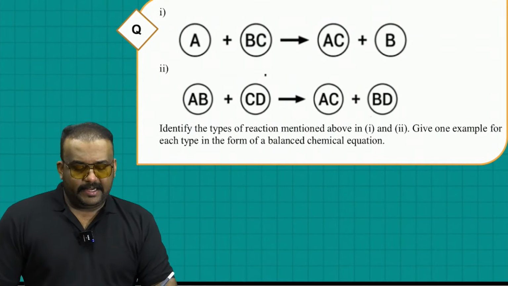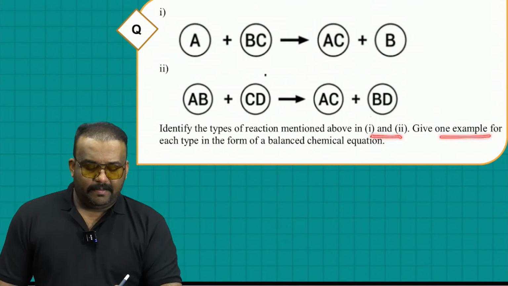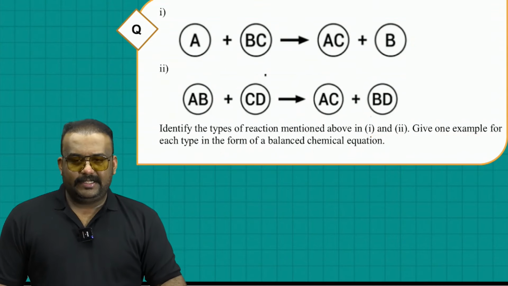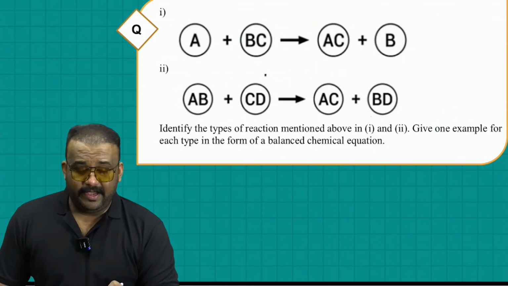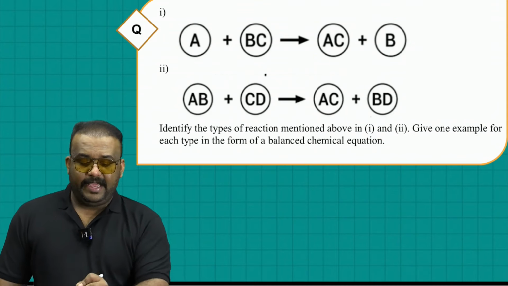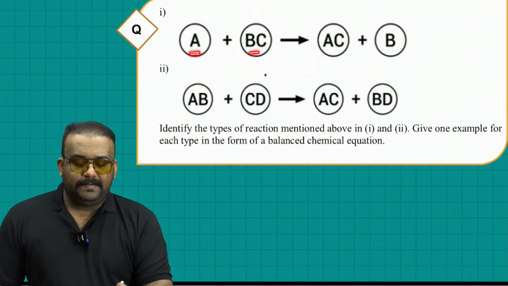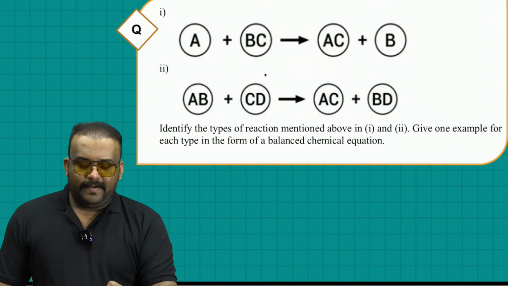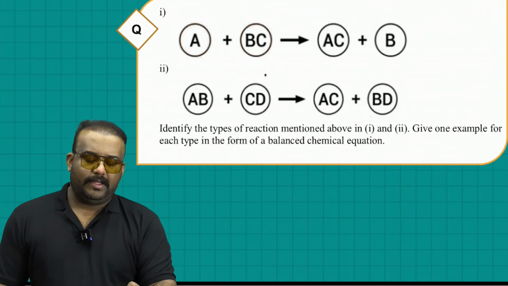Identify the type of the reaction mentioned above in 1 and 2. Give one example for each type in the form of a balanced equation. Okay, that's really a good question. Look at this. It's a hypothetical reaction that they are giving, and you are asked to identify each category of the reaction. Okay, guys, look. A plus BC gives AC plus B. So, an element is reacting with a compound, and you get a compound plus an element.